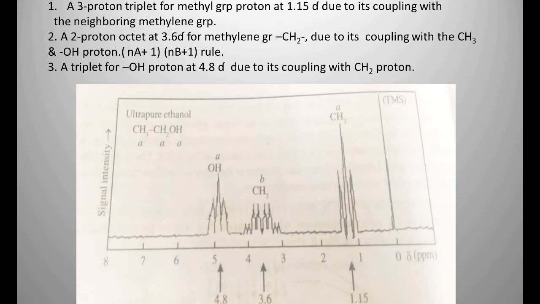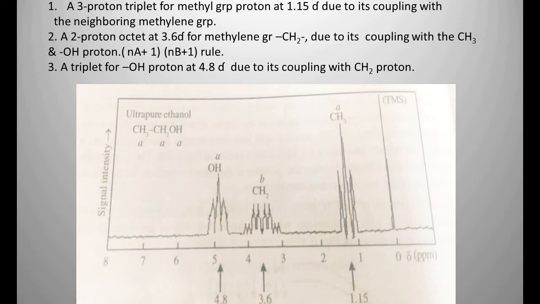One is ethanol, the compound CH3CH2OH, NMR signal. There are three different types of protons here: one is the OH proton, another is the CH2 proton, and the third is the CH3 proton. First you have to look into how many different protons there are. There are three different protons in three different chemical environments.